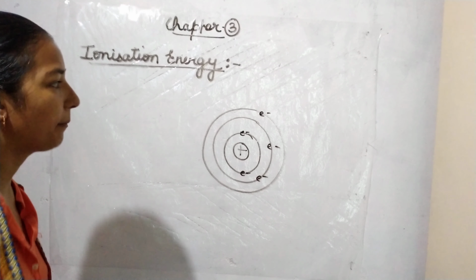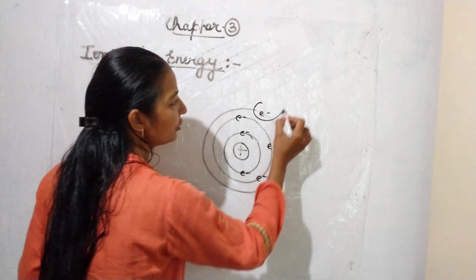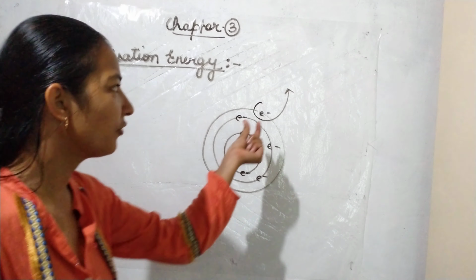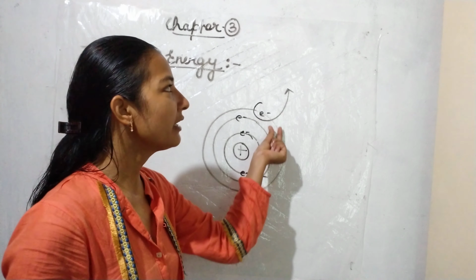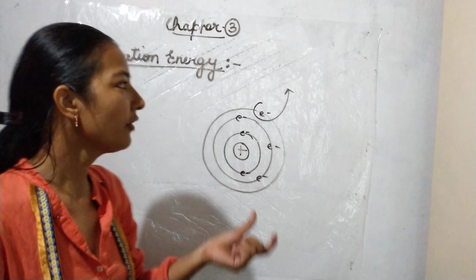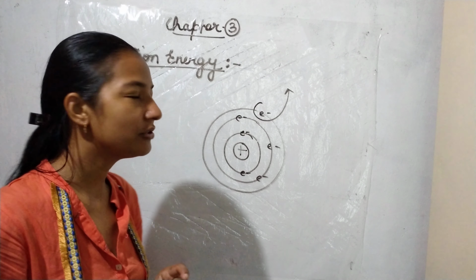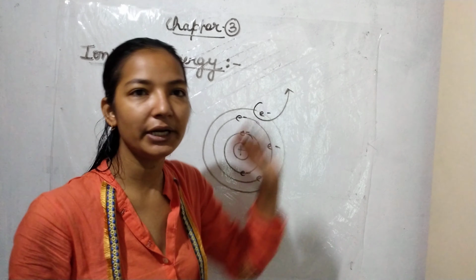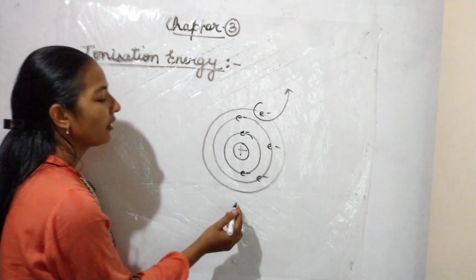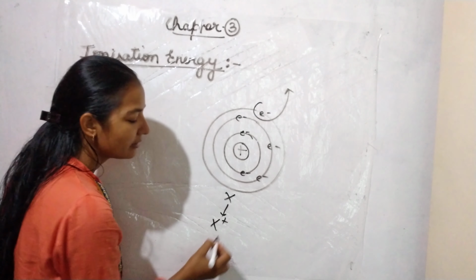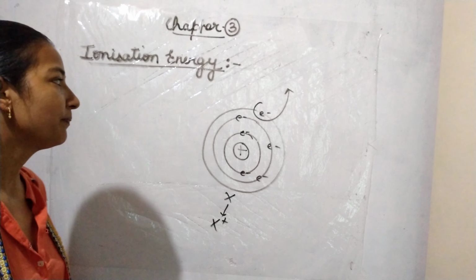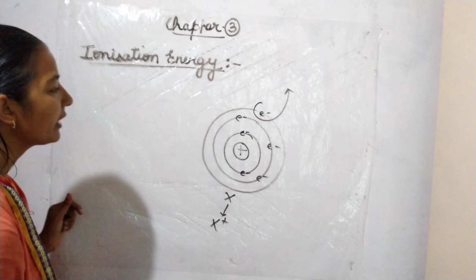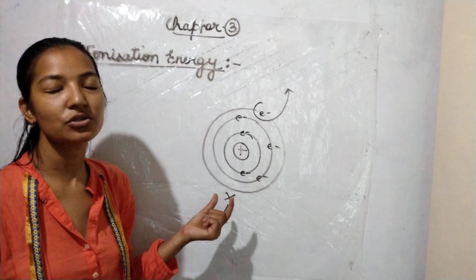If we are going to remove the outermost electron, how can it be removed? Definitely the electron will absorb some energy and go to a higher excited state. Or if the electron absorbs a sufficient amount of energy, it will go to infinity. Then the atom gets converted into an ion, and this energy is called ionization energy. So to remove an electron from an isolated gaseous state, note that an electron cannot be removed from the solid state.